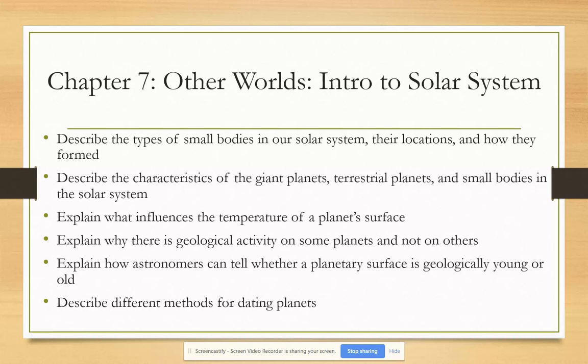Dating planets. Okay, one way. You go up to the planet and say, hey baby, what you doing tonight? Dating. How do we determine the age of the Earth?